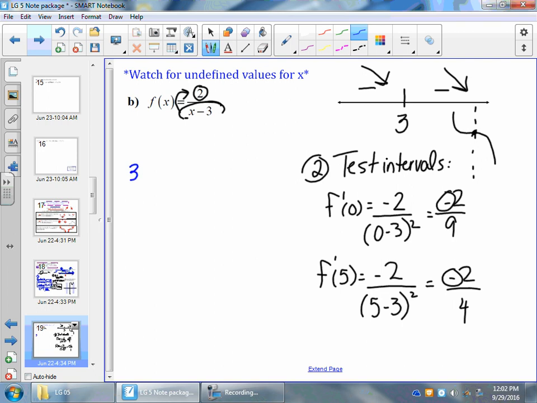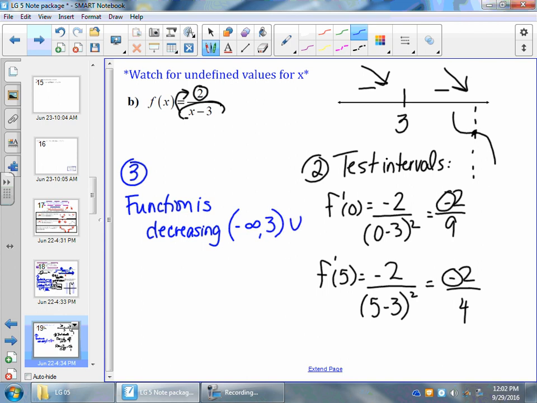Now, number 3, I want to see where my function is decreasing. Well, it's decreasing pretty much everywhere. So we can say the function is decreasing. Remember, you can't include that 3. So I'm going to have negative infinity up to 3, and remember that little union sign there, 3 to infinity. That would be one of our answers there.